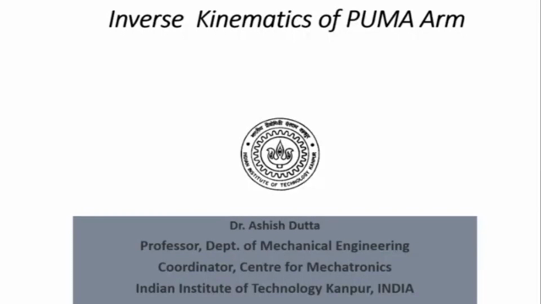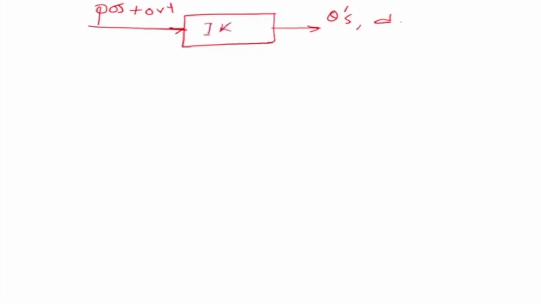Now very briefly to revise, what is the inverse kinematics problem? The inverse kinematics problem is, given the desired position and orientation, so the position plus orientation of the end effector, we want to find what are the corresponding joint angles, which are the variables, in the case of revolute joint or a prismatic joint system. This is my inverse kinematics process.